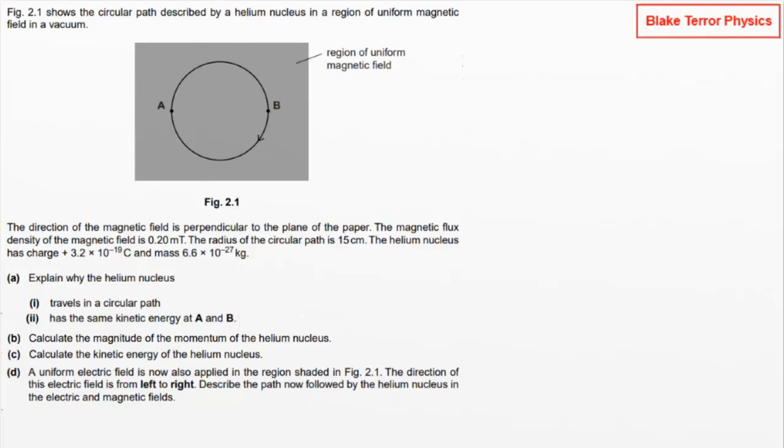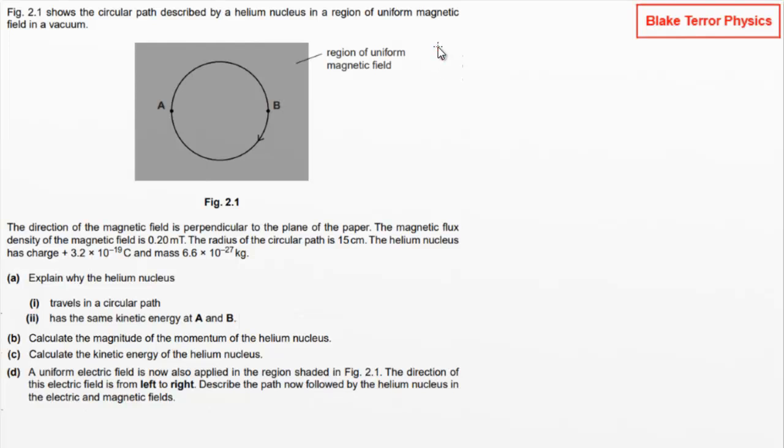Figure 2.1 shows the circular path described by a helium nucleus in a region of uniform magnetic field in a vacuum. So it's going round and round in a circle. The direction of the magnetic field is perpendicular to the plane of the paper. They've given us the magnetic flux density, the radius of the path, and the charge and mass of the particle. They've given us everything really. Explain why the helium nucleus travels in a circular path.